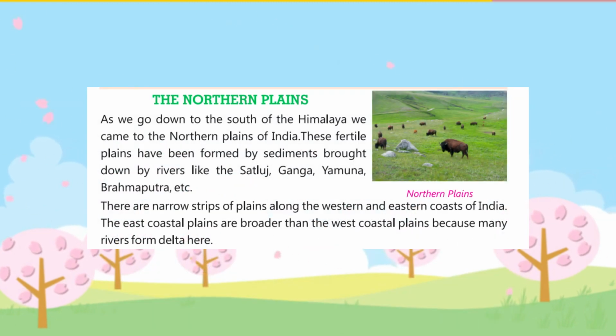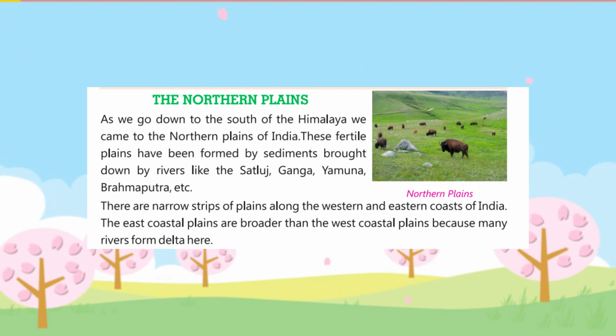The northern plains. As we go down to the south of the Himalayas, we come to the northern plains of India. These fertile plains have been formed by sediments brought down by rivers like the Satluj, Ganga, Yamuna, Brahmaputra, etc. There are narrow strips of plains along the western and eastern coasts of India. The east coastal plains are broader than the west coastal plains because many rivers form deltas here.